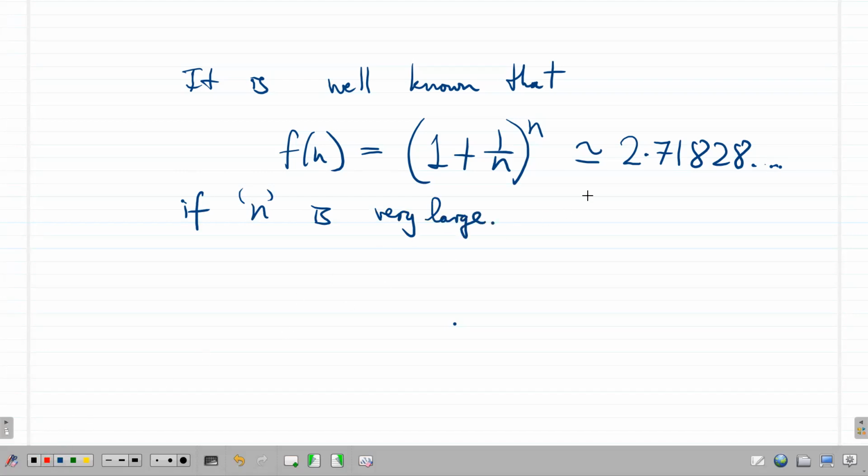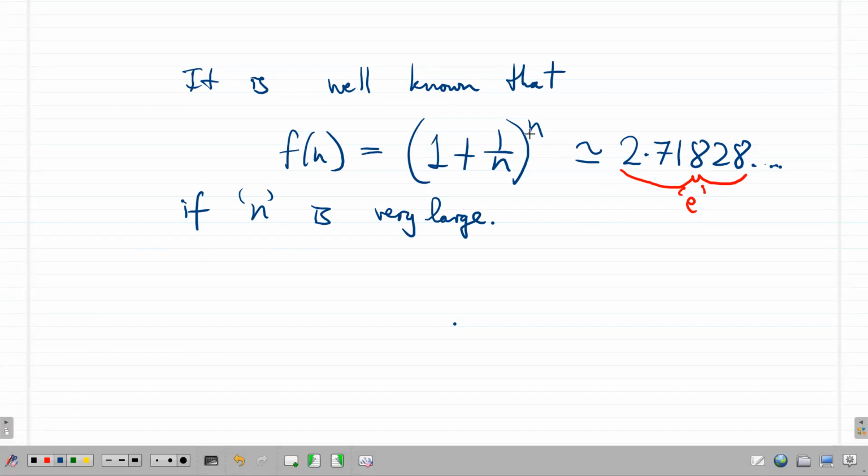Going back to my previous example, if you know a little bit about NCEA level 2 and level 3 maths, this number is the number e. It's one of those fundamental numbers that turn up in mathematics. Well, this fact is absolutely true, providing n is ginormous.